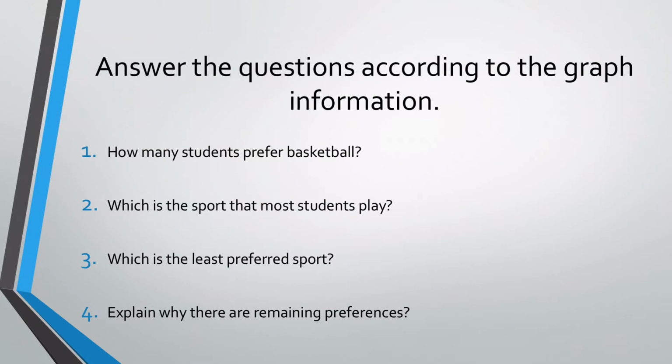And now, let's answer the questions according to the graph information. Number 1. How many students prefer basketball? Number 2. Which is the sport that most students play? Number 3. Which is the least preferred sport? And number 4. Explain why there are remaining preferences.